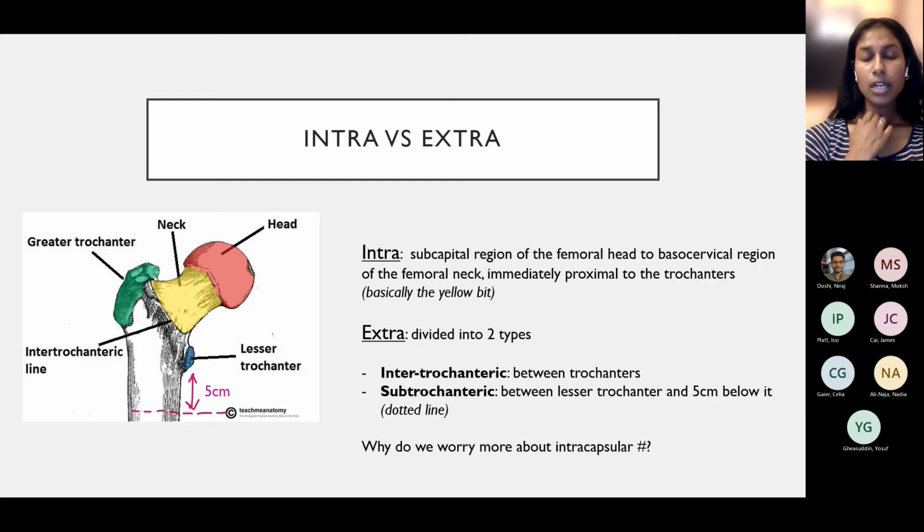And do remember that the Garden classification applies for intracapsular fractures. So there's no, I'm coming to it, Niraj. Remember that Garden classification only applies to the intracapsular bit here.